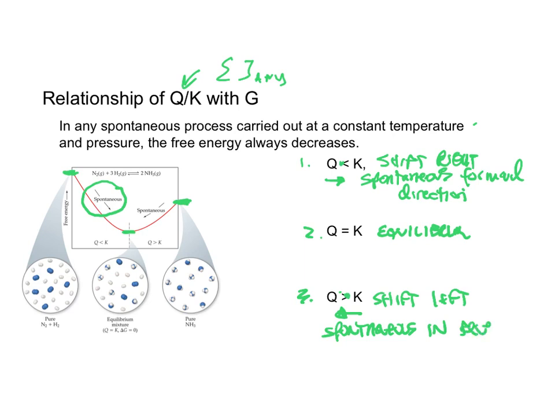It should make some sense based on calculations we did in the past when we looked at actual numbers, when we compared Q is equal to K or Q versus K. We would say the shift will occur in a specific direction until it reaches equilibrium. That's essentially what this picture is.